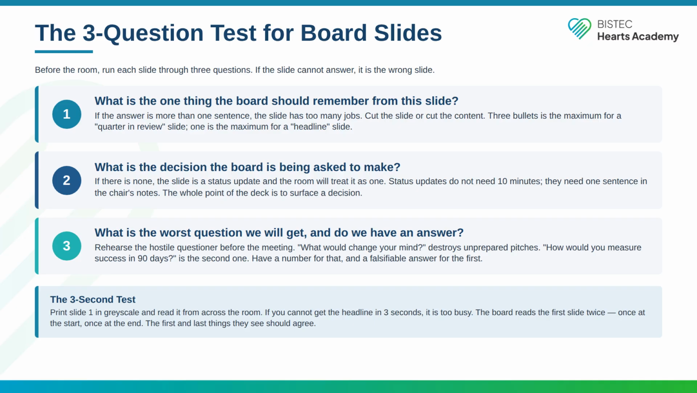The 3-second test is a corollary. Print slide 1 in grayscale and read it from across the room. If you cannot get the headline in 3 seconds, it is too busy. The board reads the first slide twice, once at the start, once at the end. The first and last things they see should agree.